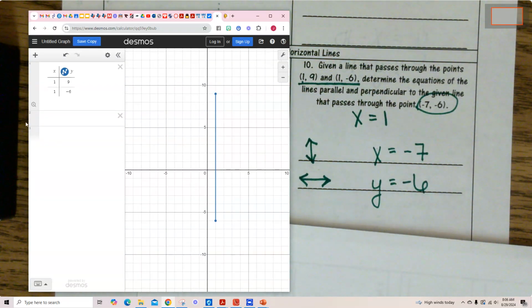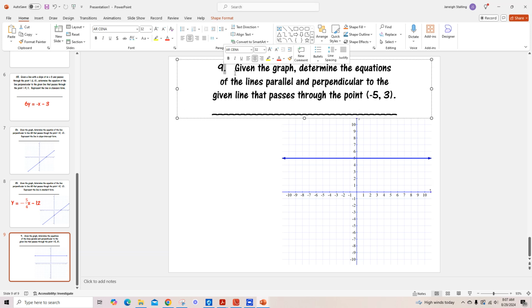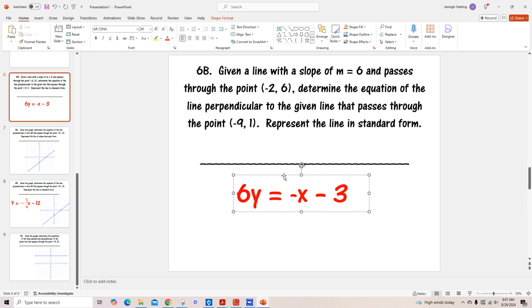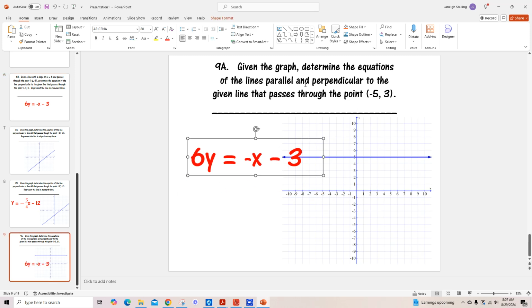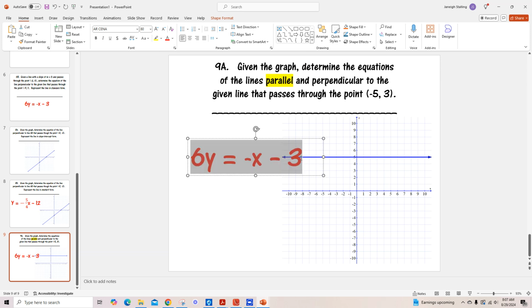Okay, so your question, last one. Given the graph, determine the equations of the lines parallel and perpendicular to the given line that pass through the point (negative 5, positive 3). For this first question, we're going to call this 9A. We're going to write the line that's parallel. So let me grab a text box really quick. So 9A, we're going to do just the parallel line.